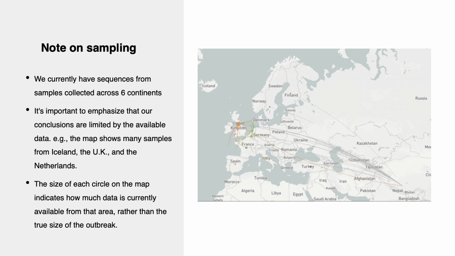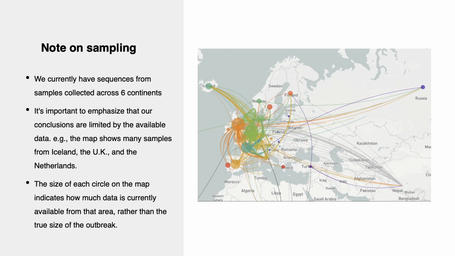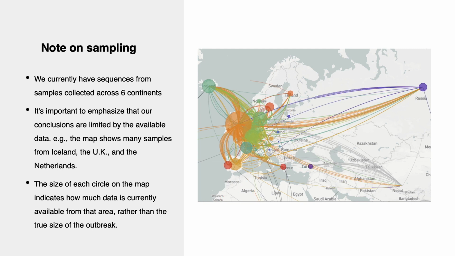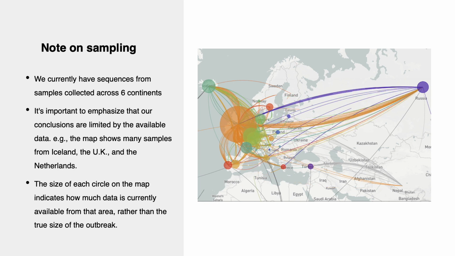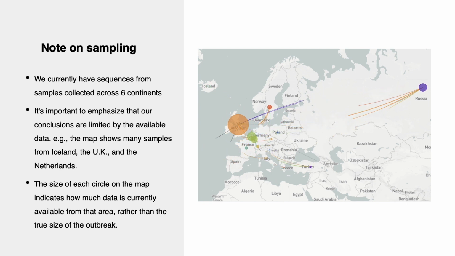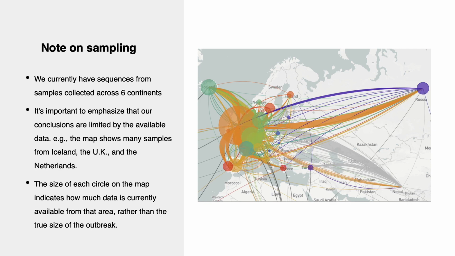While this data enables us to infer many useful characteristics, it's important to emphasize that our conclusions are limited by the available data. For example, the map shows many samples from Iceland, the UK, and the Netherlands. This does not necessarily indicate that SARS-CoV-2 is circulating more broadly around these areas. Rather, we just have more data available from these countries. The size of each circle on the map indicates how much data is currently available from that area, rather than the true size of the outbreak.